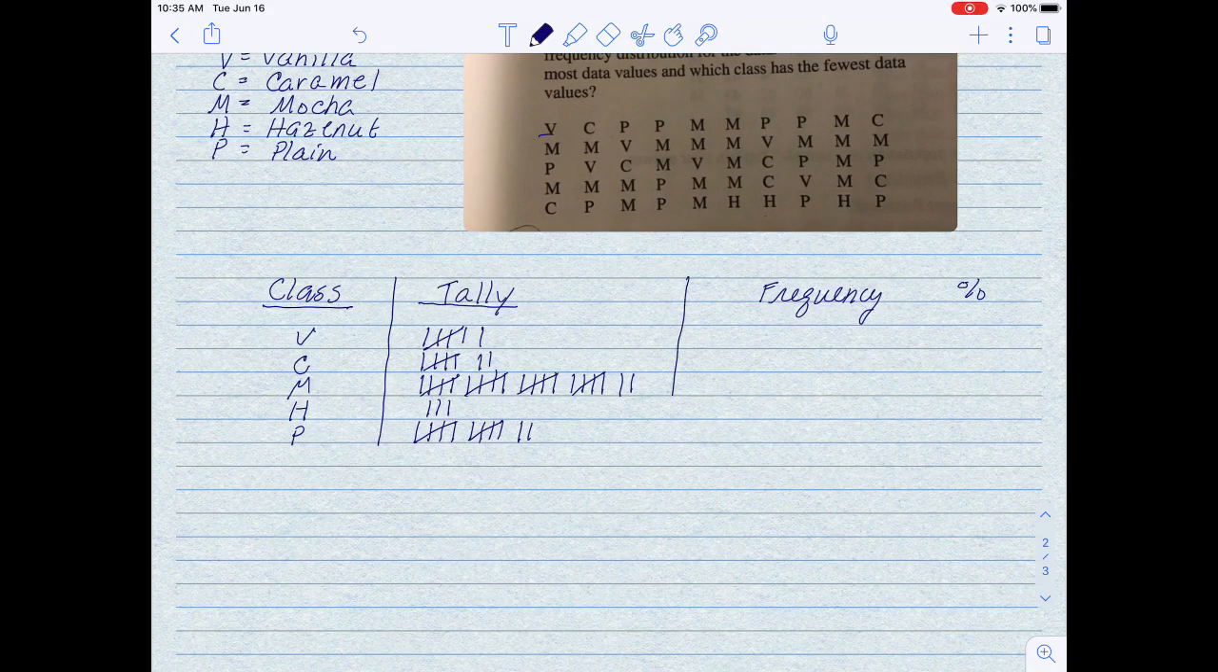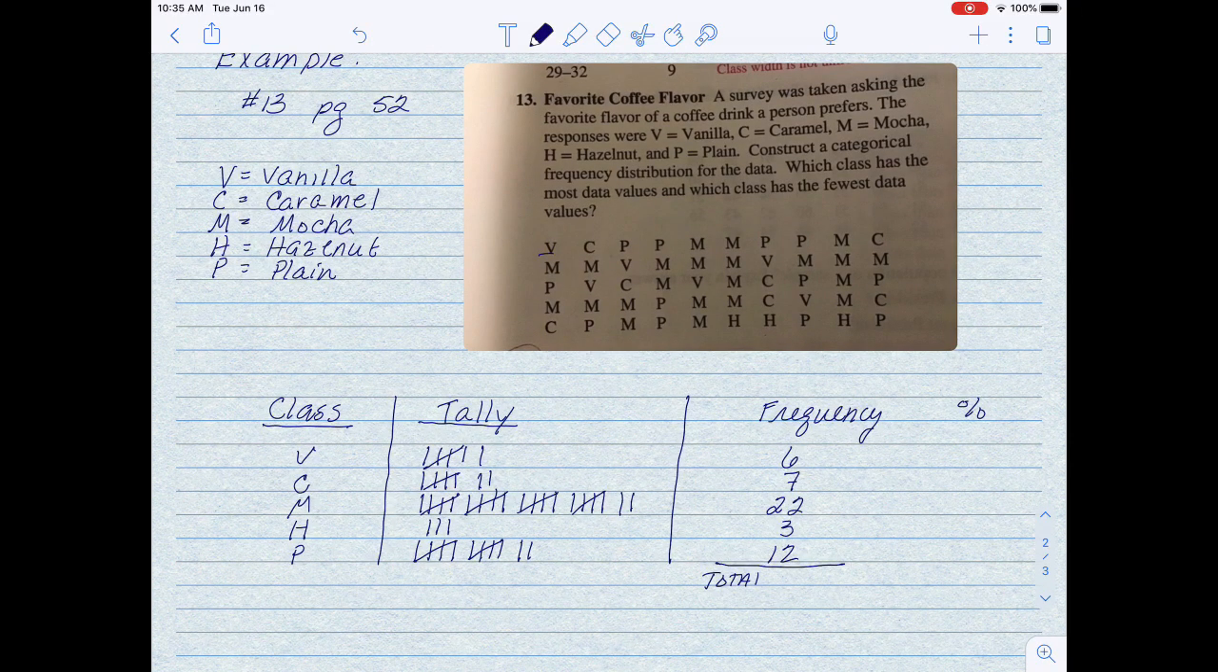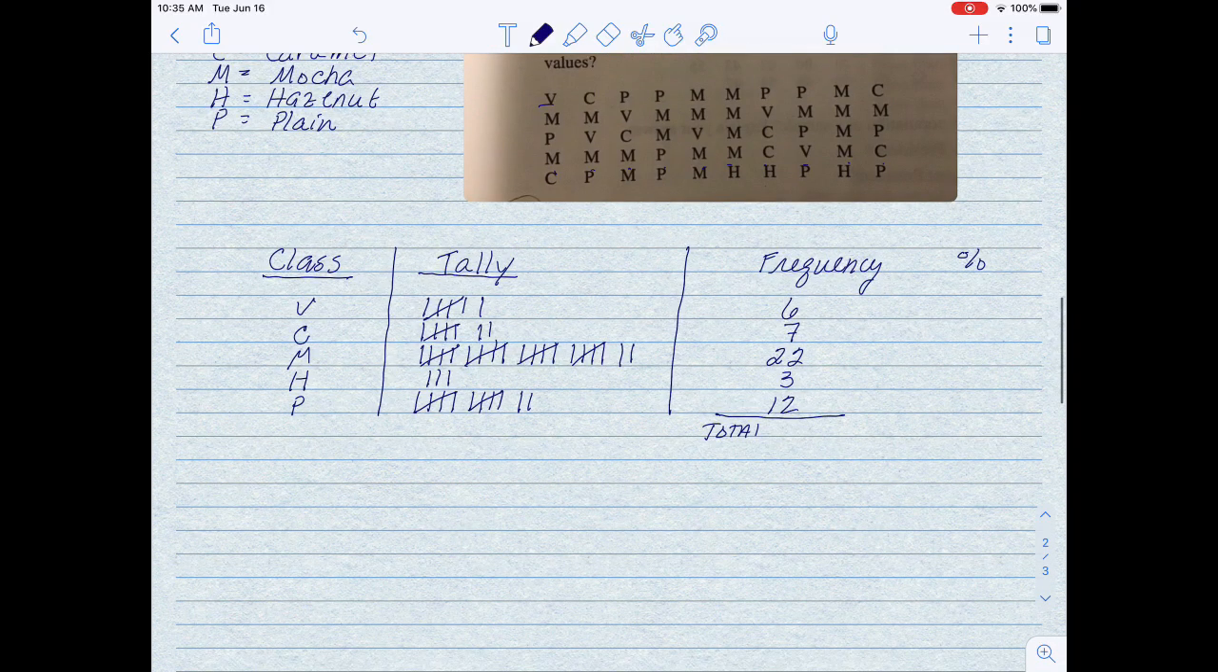So now what we do is we count the frequency. So there should be 6 V's, 7 C's, 22 mochas, 3 hazelnuts, and 12 plain. And we should find the total, so that we know there should be 50 of these things, I think. 1, 2, 3, 4, 5, 6, 7, 8, 9, 10, and 10 times 5. So there's 50 people totaled.